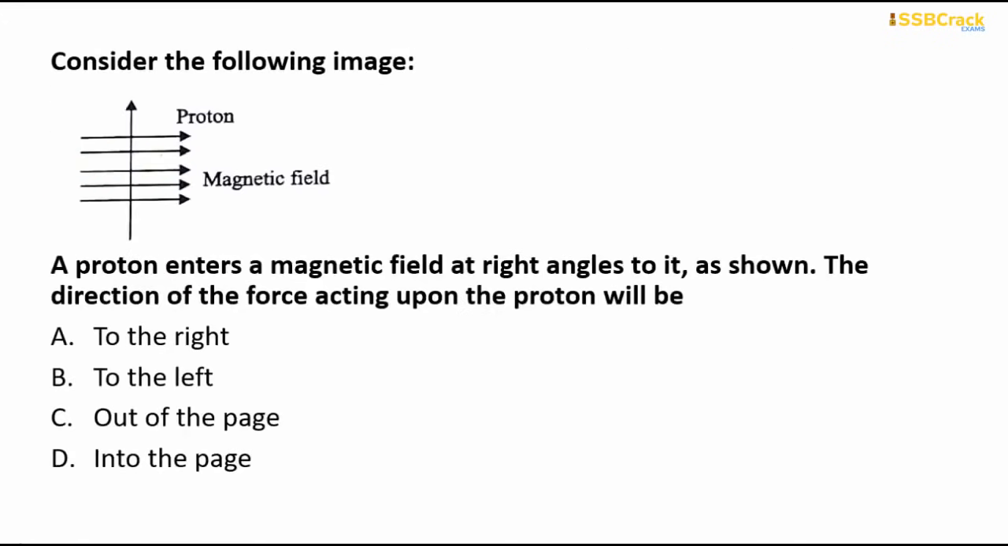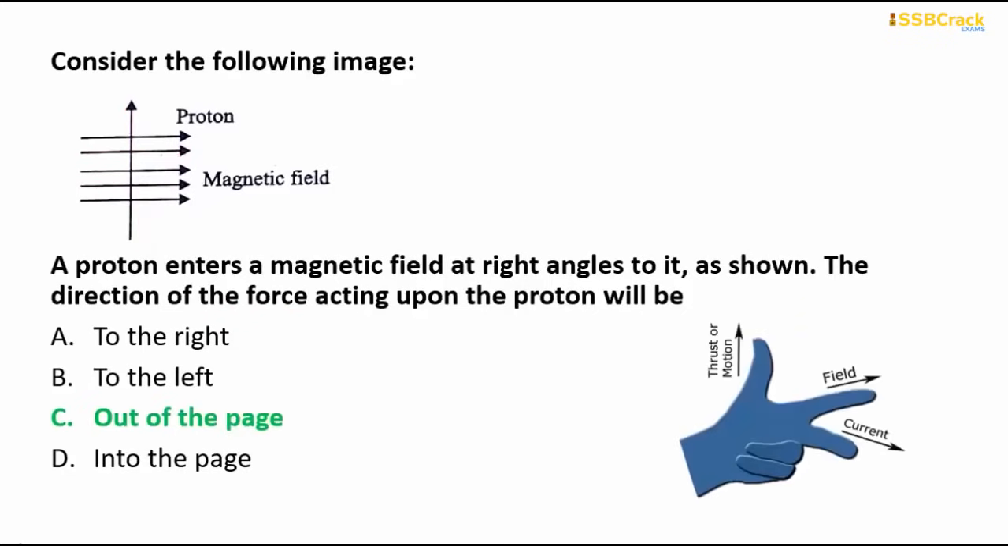Going through with the next important question, consider the following image. This is the magnetic field. These are the lines of the magnetic field, and this is how the proton is going. This is the motion of the proton. Now, what does the question say? A proton enters a magnetic field at right angles to it, as shown. The direction of the force acting upon the proton will be out of the page. So that you have to understand and remember, it will be out of the page.